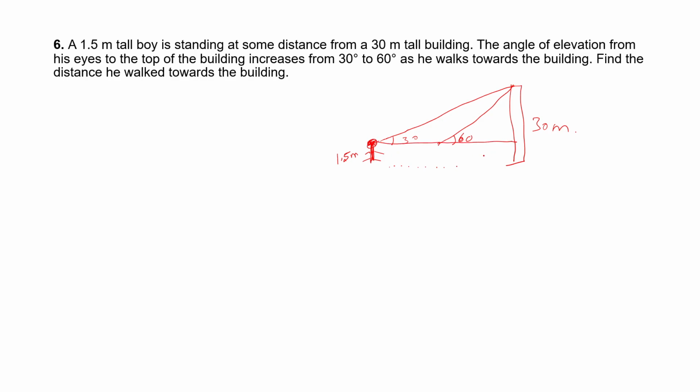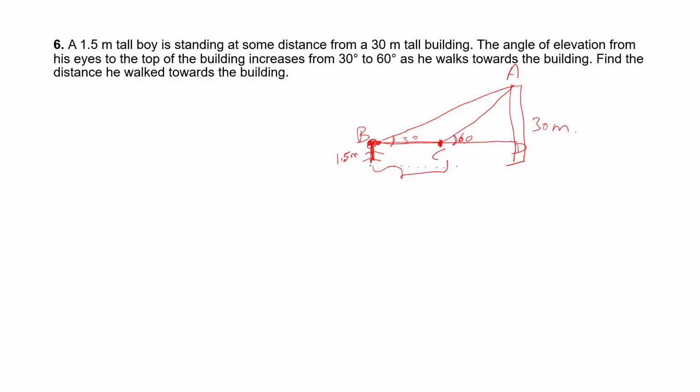Is this clear? Find the distance he walked towards the building. This to this is the distance he has walked. Initially he felt that the angle is 30 degree, and from here when he viewed the top of the building it is 60 degree. So this is the distance he has walked. Is the diagram clear? Please read the question again.